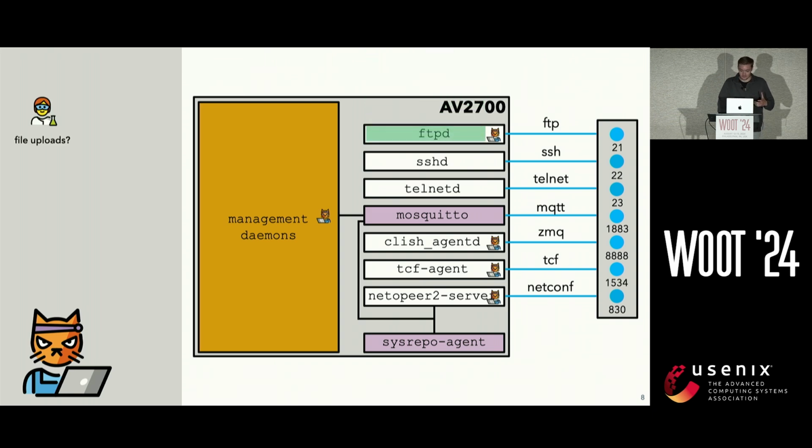A quick summary of these ports. So the FTP port probably is intended for file uploads. We're assuming it has to do with the firmware. We couldn't really confirm that because it's broken. So we just couldn't upload files. They were mishandling an argument, and it broke. So we're still assuming it's for file uploads.